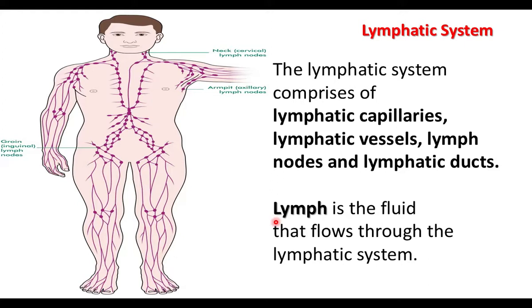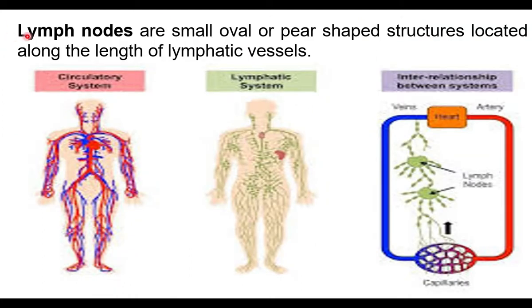What are the components of the lymphatic system? Lymph, lymphatic ducts, lymph nodes, lymphatic vessels and lymphatic capillaries are the components of the lymphatic system. Lymph nodes are small oval or pear-shaped structures located along the length of lymphatic vessels. Along the lymphatic vessels, small spherical structures are formed. They are lymph nodes. Here the lymph nodes are shown in enlarged view.